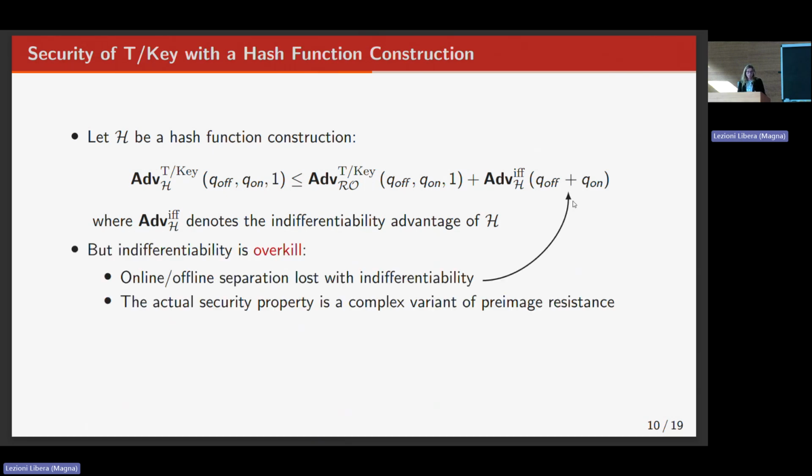However, we think that indifferentiability is overkill in that setting because indifferentiability is a very general security notion. In particular, indifferentiability doesn't really care about the number of offline queries. Here, it is actually a complex variant of preimage resistance. And we know that in many settings, we actually have better security bounds than indifferentiability. So this motivated us to have a look at a dedicated analysis because we thought that we would get a better bound.